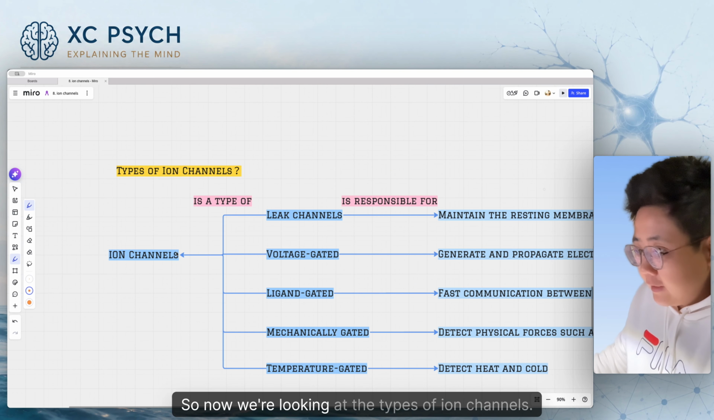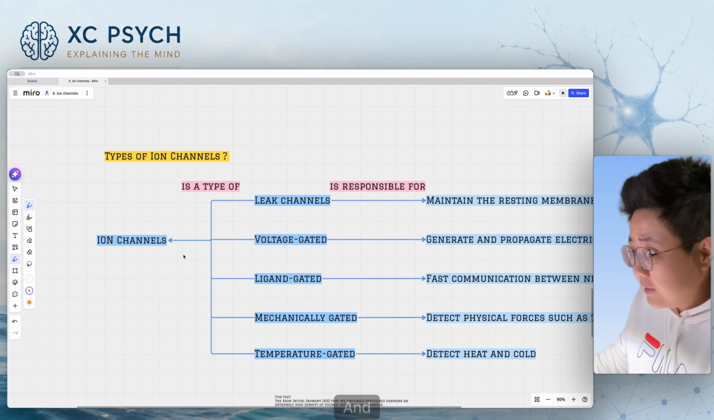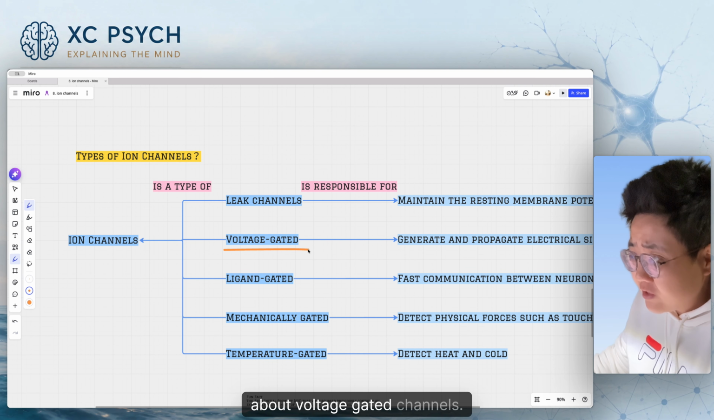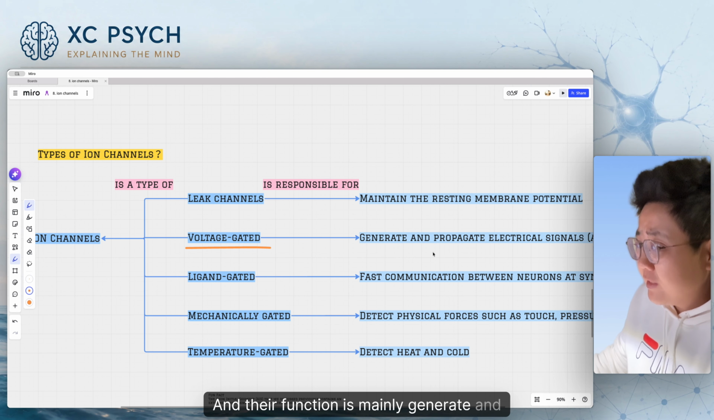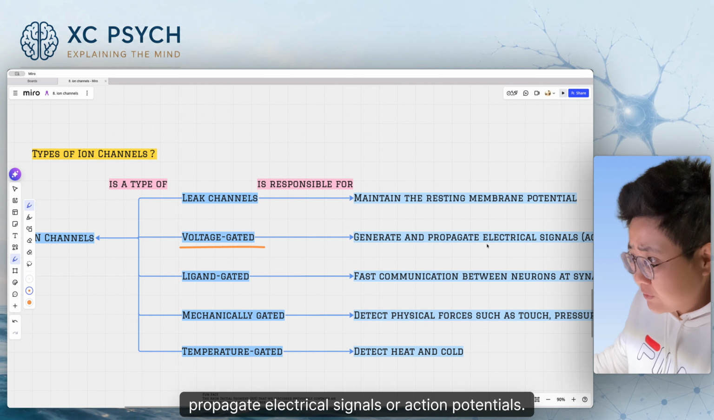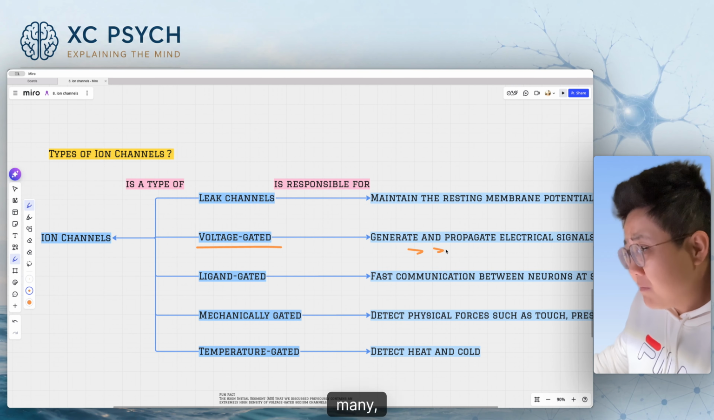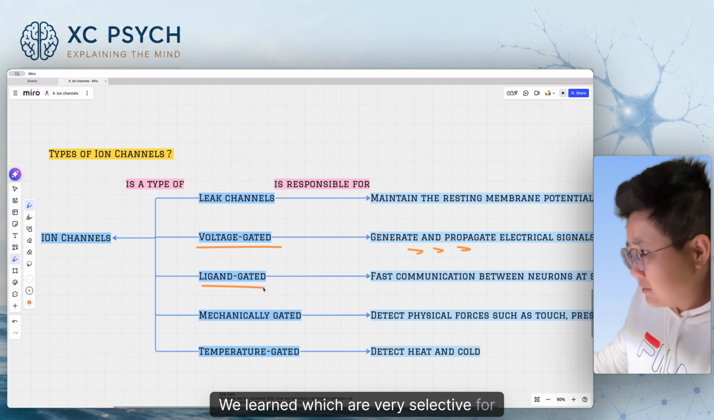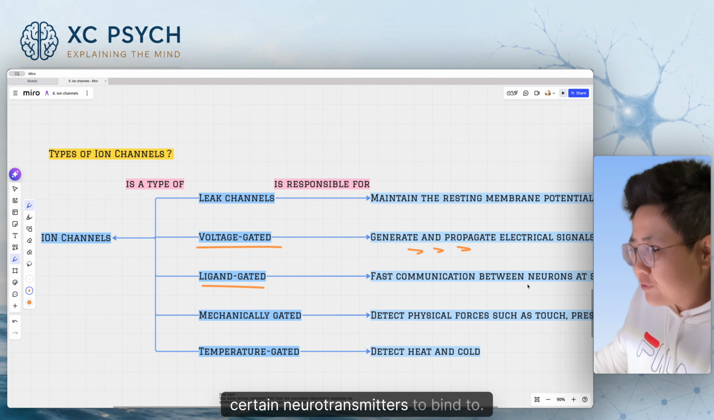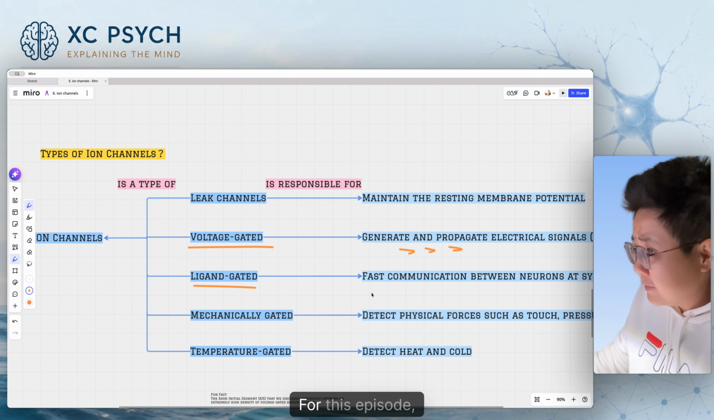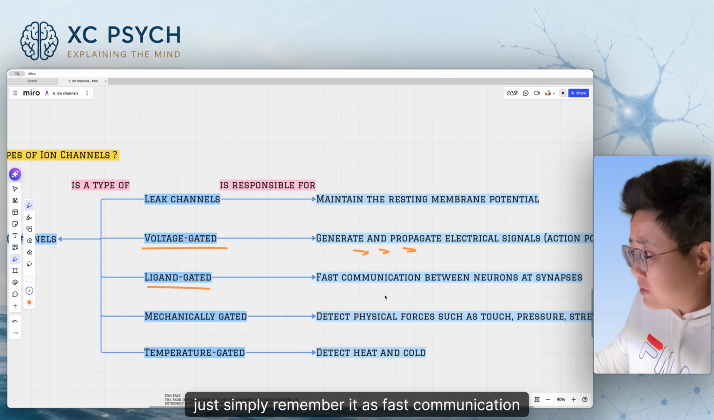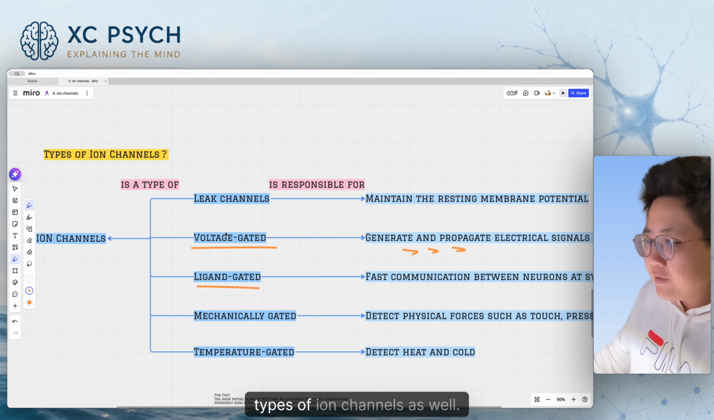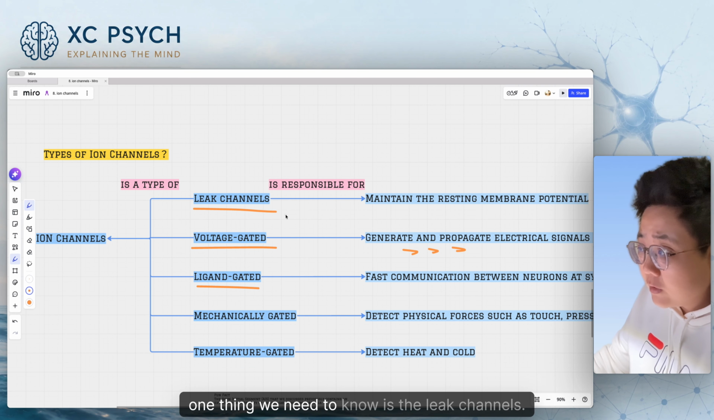So now we're looking at the types of ion channels. In previous episodes, we have talked extensively about voltage-gated channels. Their function is merely to generate and then propagate electrical signals, or action potentials. We've talked about the wave many times. And in recent videos, we learned about ligand-gated channels, which are very selective for certain neurotransmitters to bind to. For this episode, just simply remember it as fast communication between neurons at the synapse. And we have some other types of ion channels as well. One thing we need to know is the leak channels.